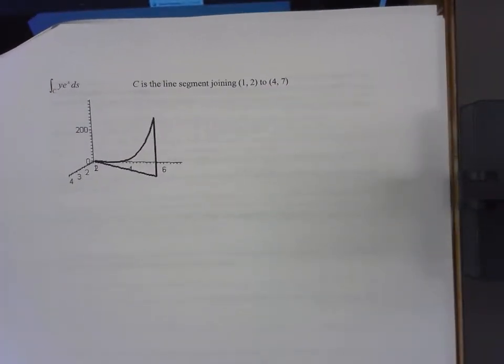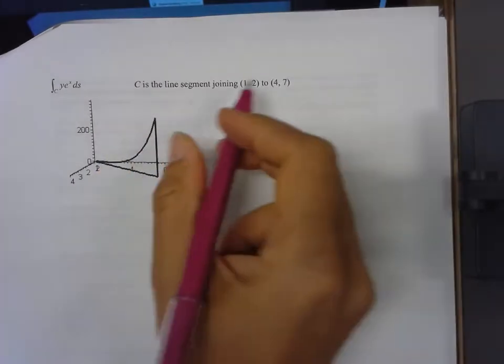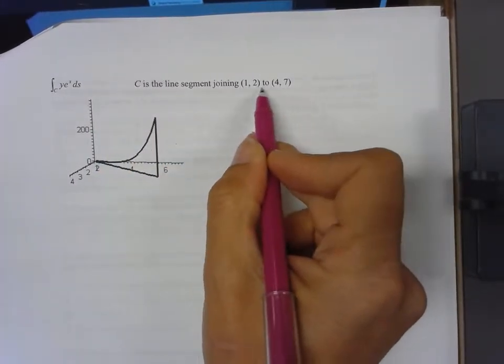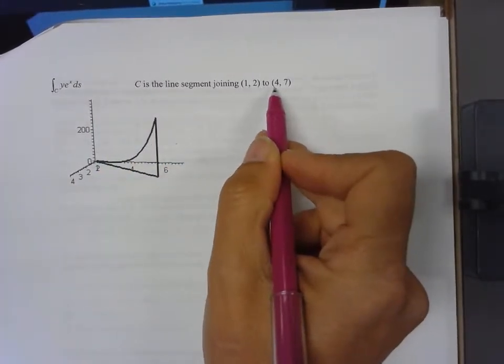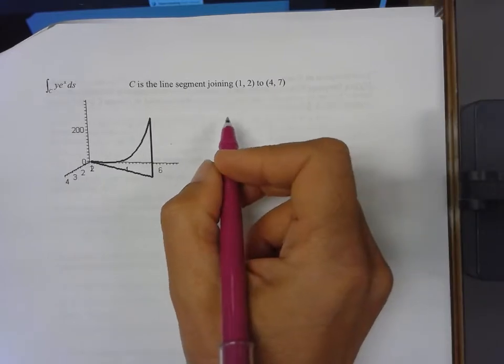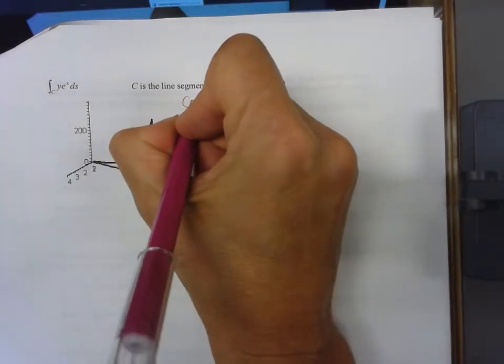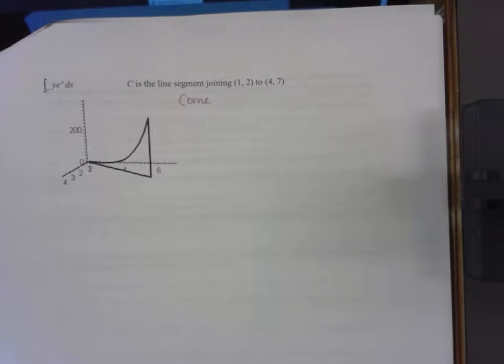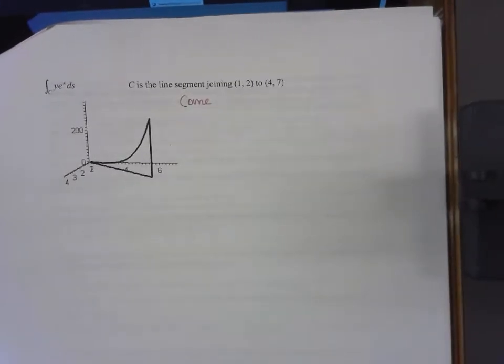Okay, so this time they don't give us, the last one they gave us X, they gave us Y, they gave us our limits for T. Here they don't do that, which means we have to come up with it ourselves. But they give us a description, and C is the line segment, in 2-dimensional space, joining 1, 2 to 4, 7. So we have to come up with parametric equations for C.